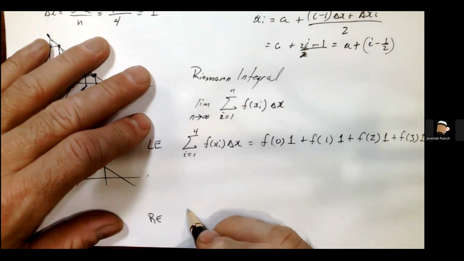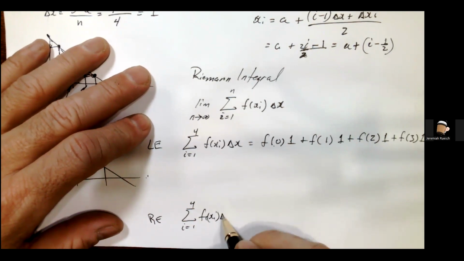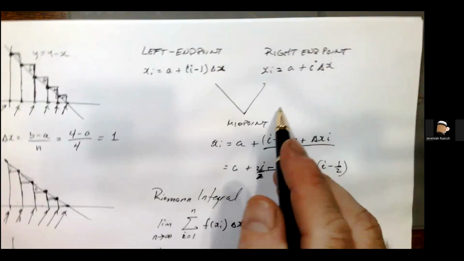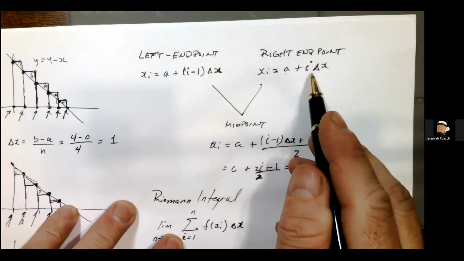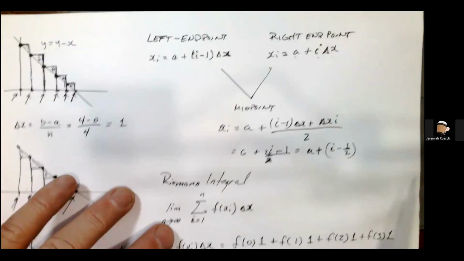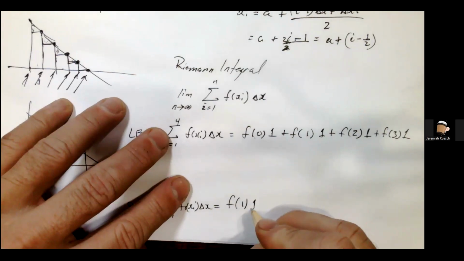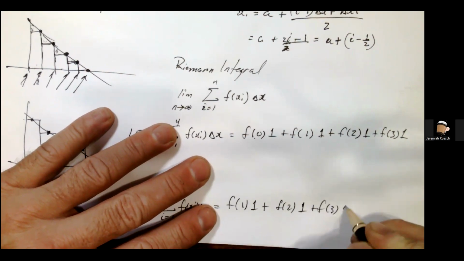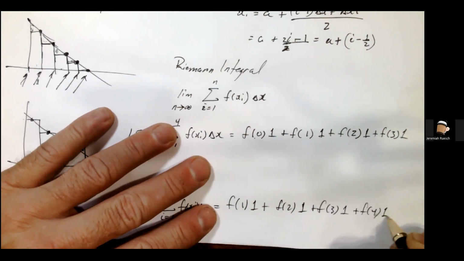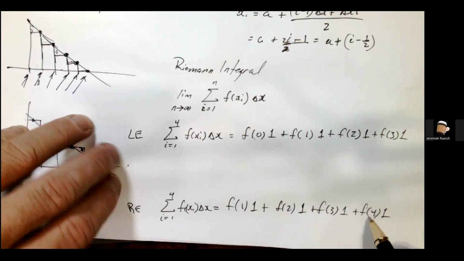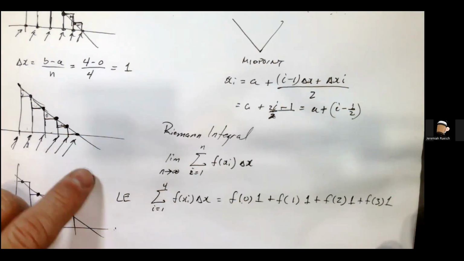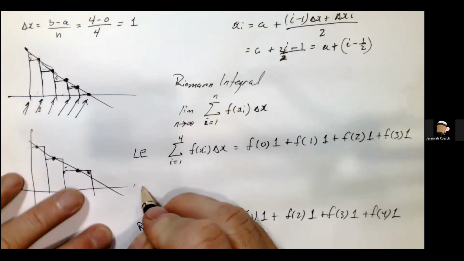The right endpoint is going to give us again the sum from 1 to 4 of f of xi delta x. And so here, according to our relationship, a is 0, i is 1, and delta x is 1. So our first value there is going to be f of 1 times 1, plus f of 2 times 1, plus f of 3 times 1, plus f of 4 times 1. It shouldn't be a surprise that f of 4, if you look at the graph, right here, is at 0. So that doesn't contribute to the total area at all.